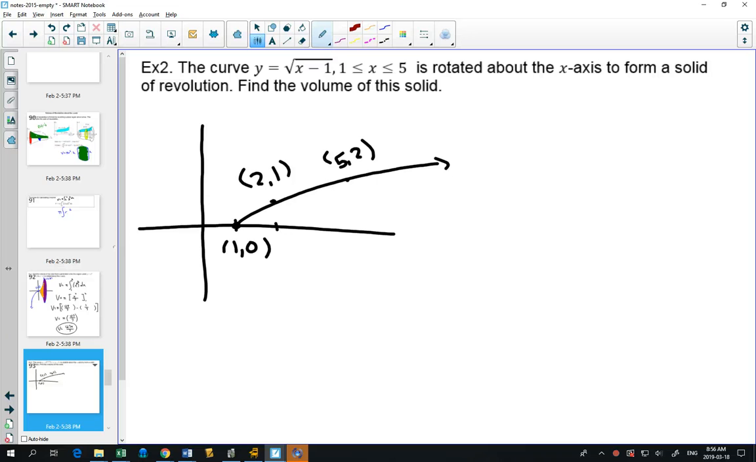So that square root graph has been shifted 1 to the right, and we want to find the area up to 5. So if we take that part and rotate it 360 degrees around the x-axis, we would have a point down here. The curve would be reflected over, and we would draw a circle. I'll do it.